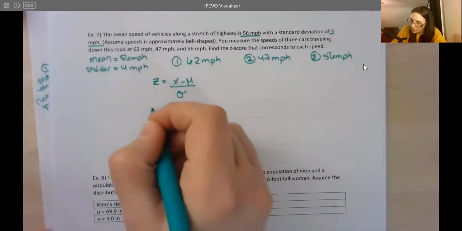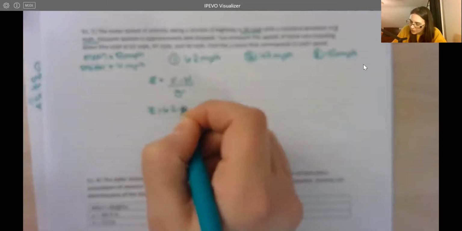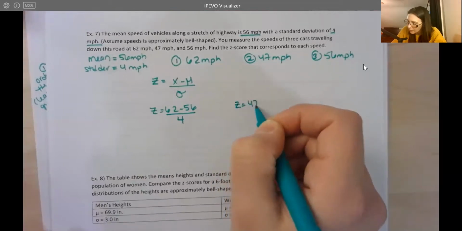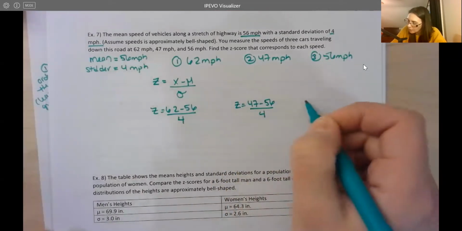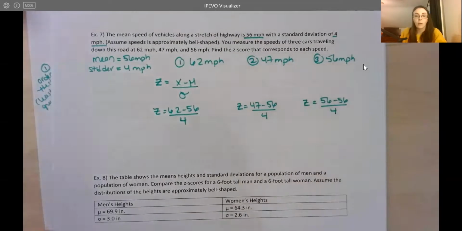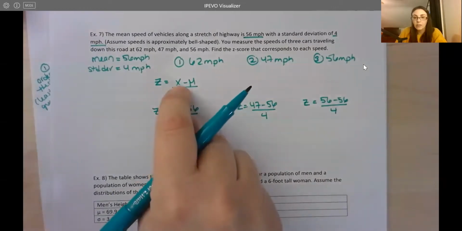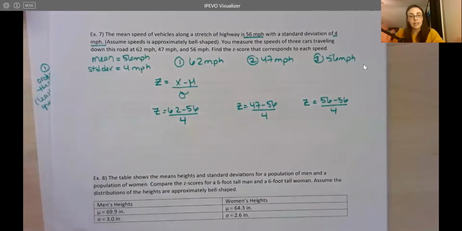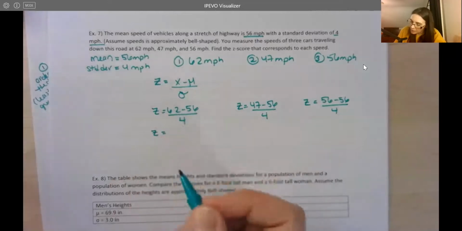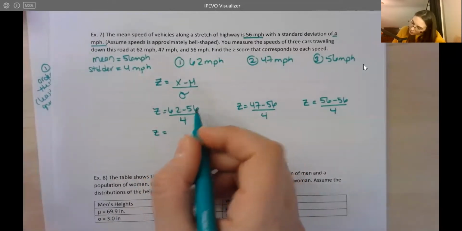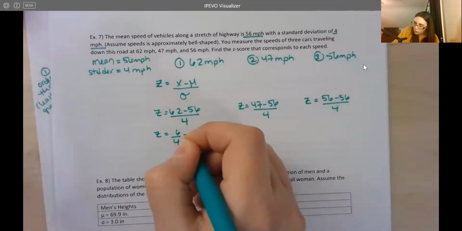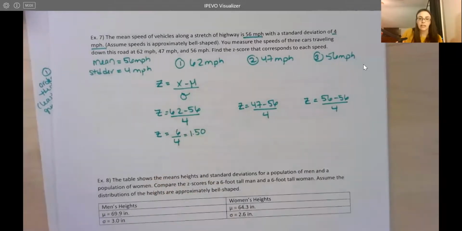So for this first group, I'm going to have 62 minus 56 and divide that by 4. For my second group, I'm going to have 47 minus 56 and divide that by 4. And for my last piece, I'm going to have 56 minus 56 and divide that by 4. It is very important that you start with the x value or the data point and subtract the mean, or else your signs may be off. So for the first value here, I have 62 minus 56. So that's, let's see, 4, 5, 6. So 6 over 4. Now, we do write our Z-scores with 2 decimal places. That's pretty standard.